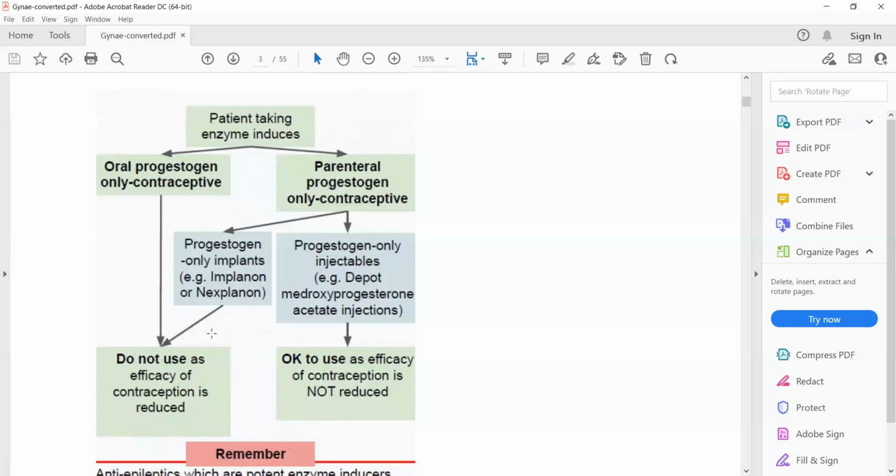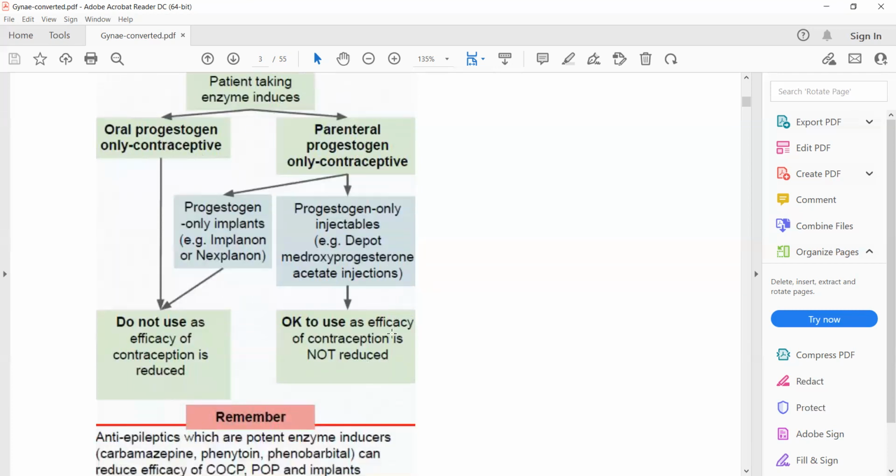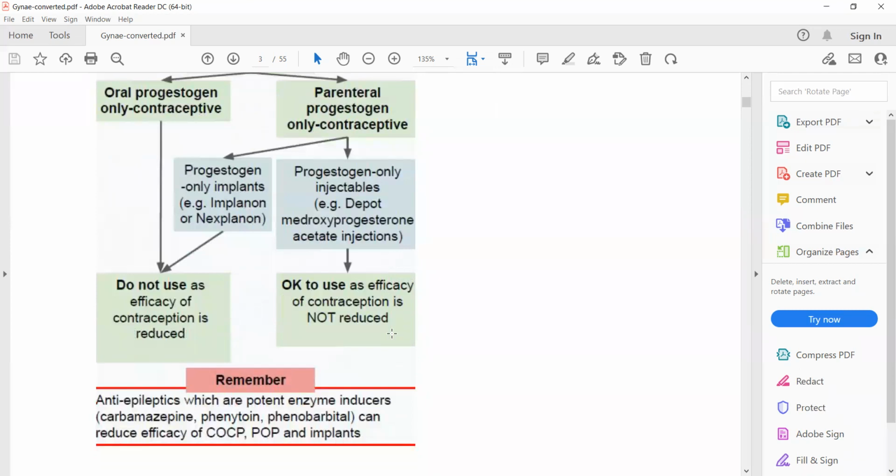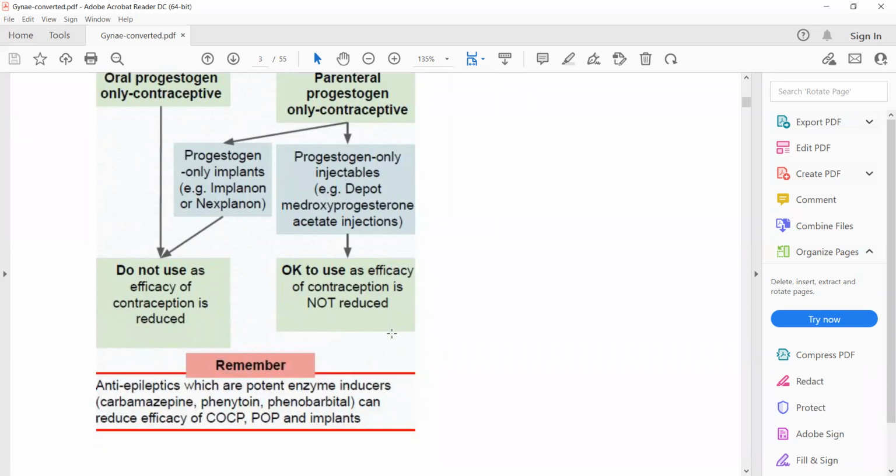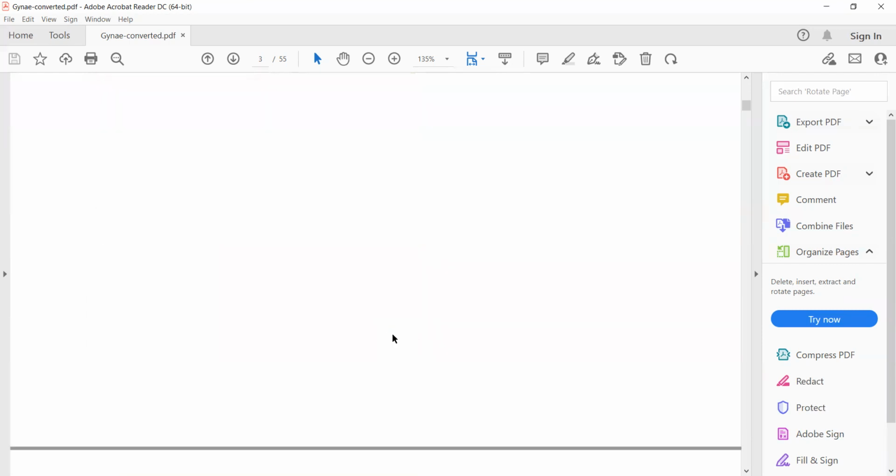The only contraceptive method that can be used in patients who are taking enzyme inducers such as carbamazepine, phenytoin, and phenobarbital is progestogen-only injectables such as depot medroxyprogesterone acetate injections. They are okay to use because the efficacy of injectable contraceptive methods is not reduced if the patient is taking enzyme inducers.